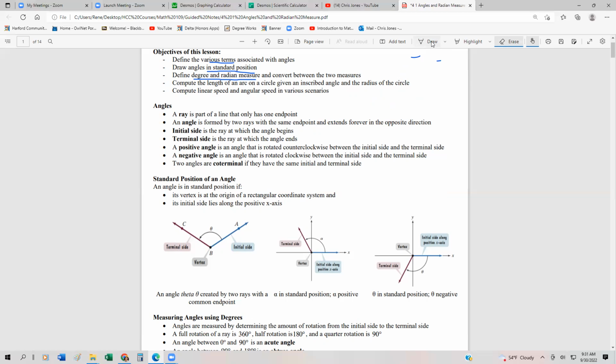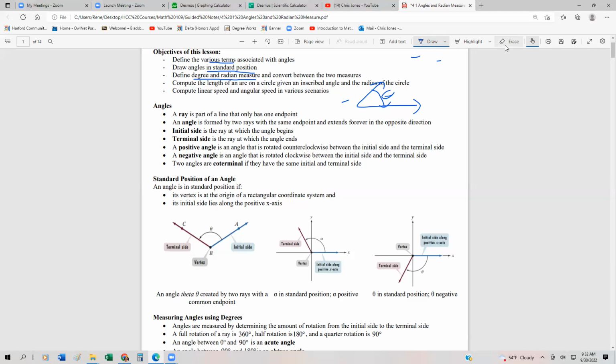And so I might have something like this, where we have an initial ray. I'll just draw it like this, and then a terminal ray down here. If our angle looked like this, if we went that way, and I called that theta, that would be a negative angle. So clockwise, in the same direction as a clock usually runs, would be negative.